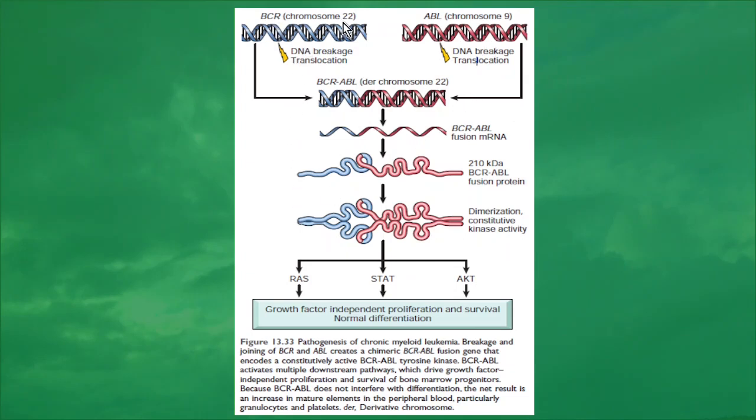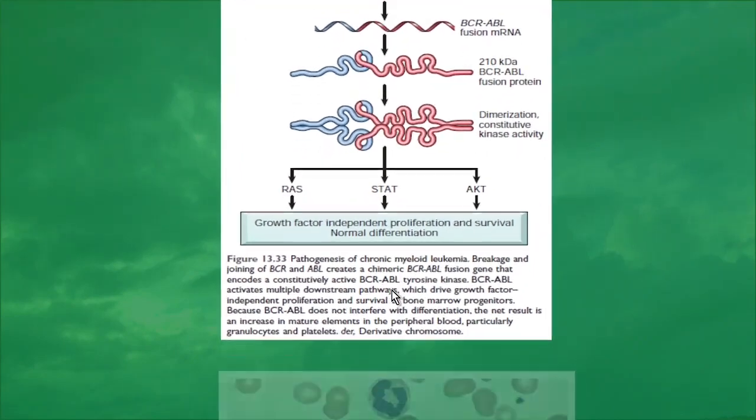BCR is in chromosome 22 and ABL from chromosome 9, a 9;22 translocation, and it forms a 210 kilodalton BCR-ABL fusion protein, which can dimerize. Two of them can go together, and BCR causes this dimerization, and ABL is activated once dimerization occurs. Once ABL is activated, the JAK-STAT pathway, RAS, STAT, AKT, everything is activated. It causes increase in production of cells in the bone marrow.